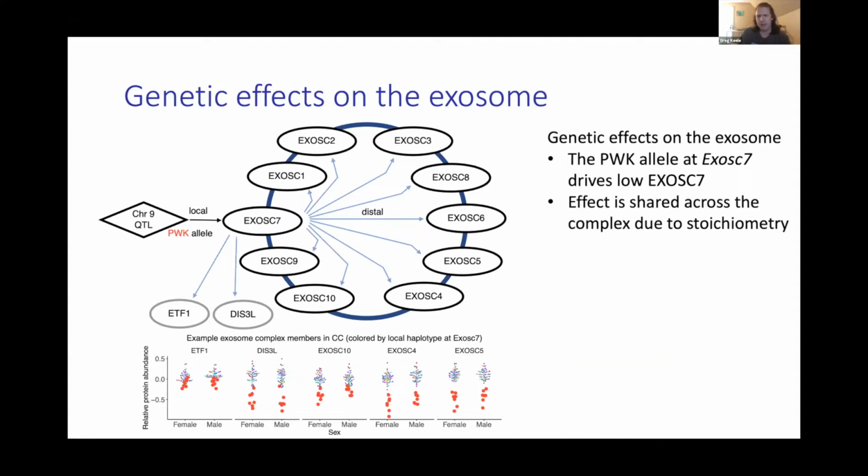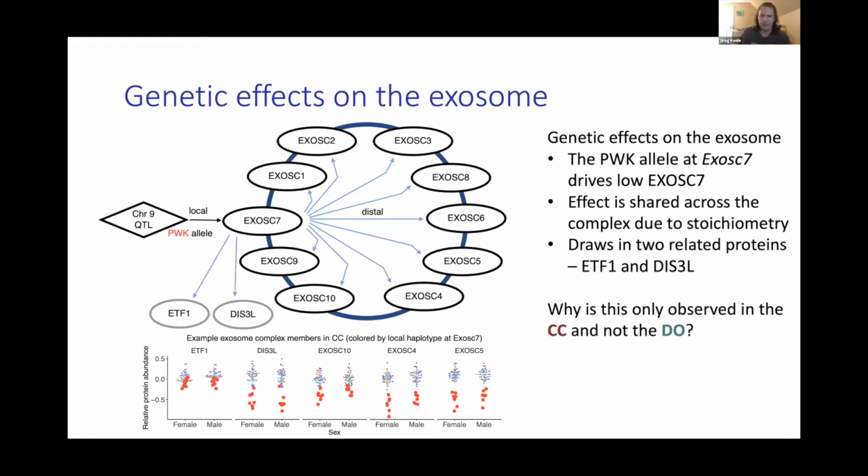And this is probably driven by some sort of stoichiometric balance that's been observed in protein complexes. And one cool thing is that you can use these data to see effects being exhibited on related but not core members of the protein complex, like ETF1 and DIS3L. And so now we wanted to get at why is it different though between the CC and the DO? Why do we not see this strong regulation in the DO?